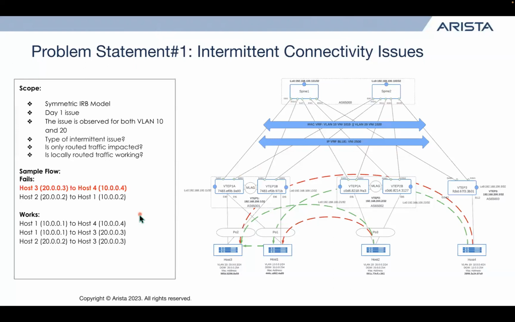Okay, so with this information, let's get even more specific and take one host pair where the communication fails, and then we're going to follow the path of the flow with CLI to understand where exactly this packet is being dropped. So I'm going to pick host 4, which is in VLAN 10 with an IP of 10.0.0.4, and host 3, which is in VLAN 20 with an IP of 20.0.0.3.